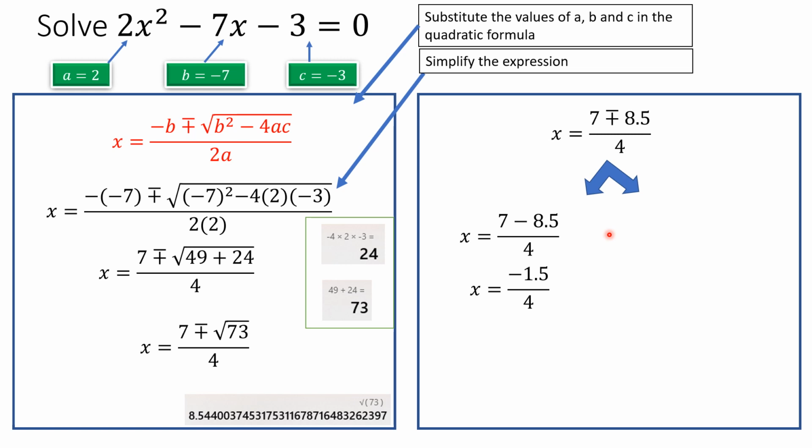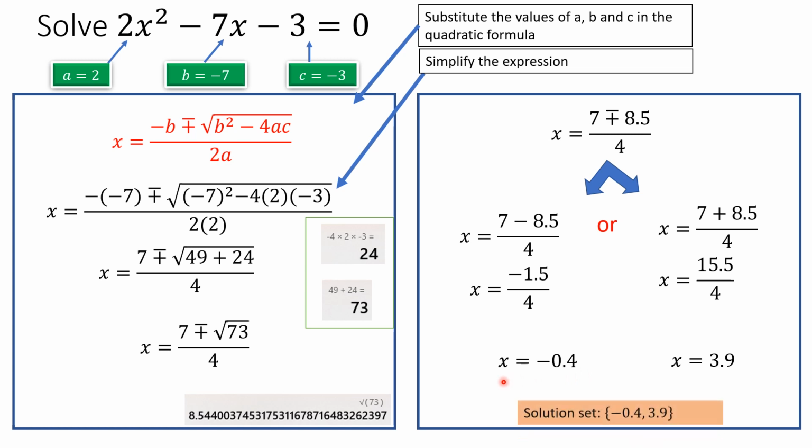We simplify this. 7 minus 8.5 gives you negative 1.5, divided by 4, which is equal to negative 0.4. My next possible answer would be 7 plus 8.5 divided by 4, which gives you 15.5 divided by 4. So x is equal to 3.9. My two possible solutions for this quadratic equation are x equals negative 0.4 or x equals 3.9.